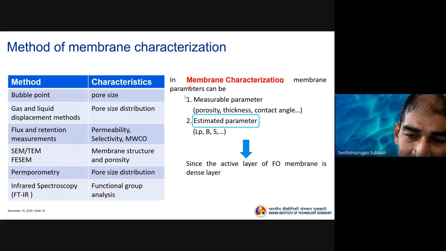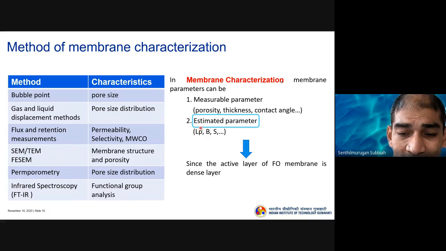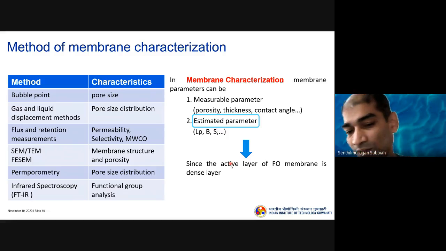So as I said, in the dynamic method, we will estimate some of the hidden parameters. What is a hidden parameter? It is basically a model parameter, which we call the permeability of the membrane and the selectivity of the membrane, which is the solute permeability, and then the membrane transport parameter, which is S. Since the active layer of the membrane is a dense layer, we see that these parameters are going to be.